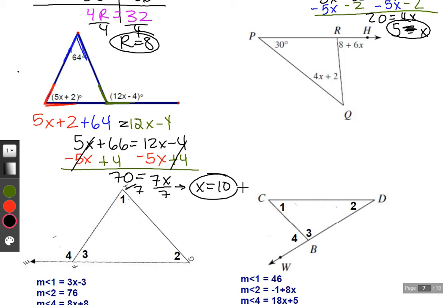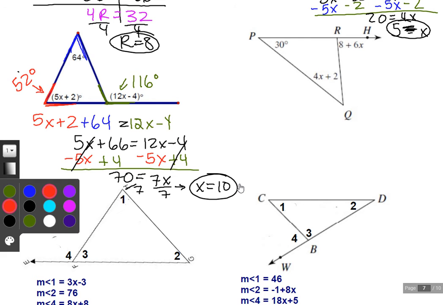Okay. And again, we should check, and we should always check. So let's go to our exterior angle, 12x minus 4. So 12 times 10 minus 4 is going to be 116. Our red angle, 5x plus 2, so 5 times 10 plus 2. That's going to be 52. And 64 is just going to be 64. So if we add 64 plus 52, we get 116, confirming that we are correct.